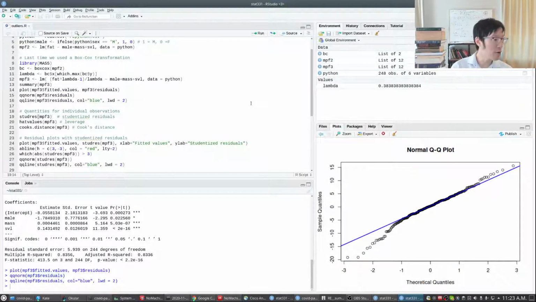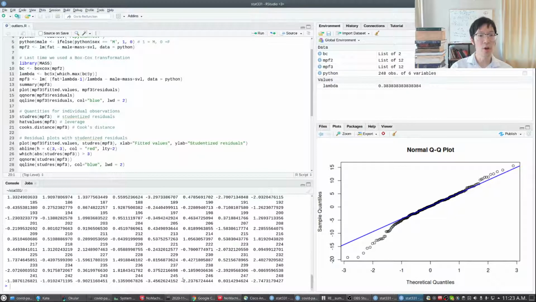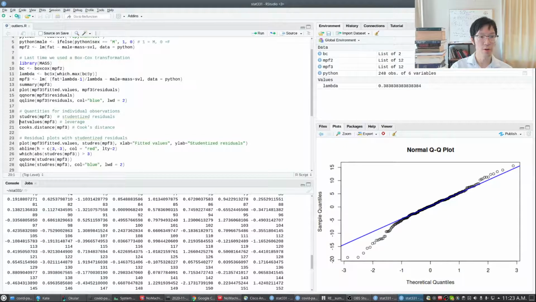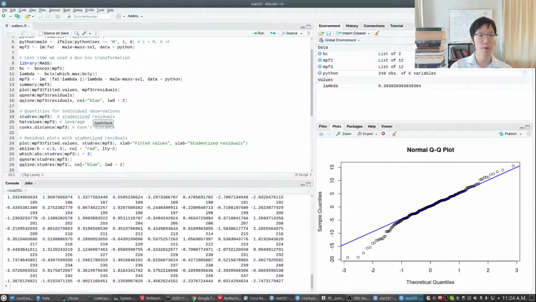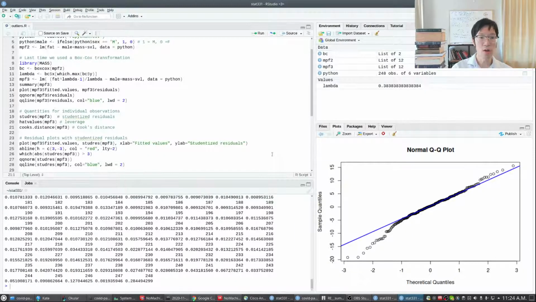Okay, so first is how to calculate them, and that's actually quite straightforward. There are built-in R functions that calculate all three of the things we discussed. The studentized residuals are calculated like this. R will just return a vector, one for each observation, corresponding to the studentized residual numbered by the index. So for the 248 pythons in this data set. And similar thing for leverage, which is extracted using the function hatvalues, and similarly for Cook's distance. Each of them will compute a vector, one per observation.